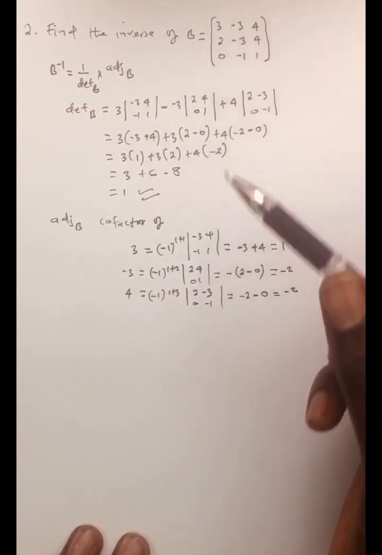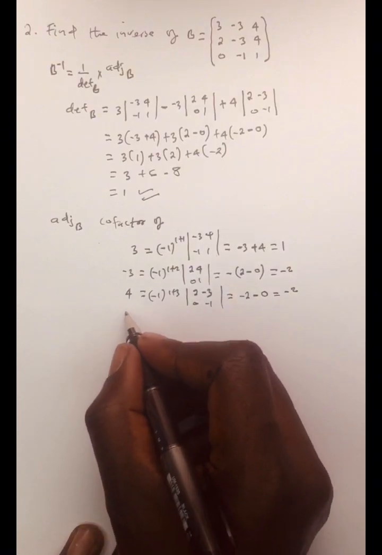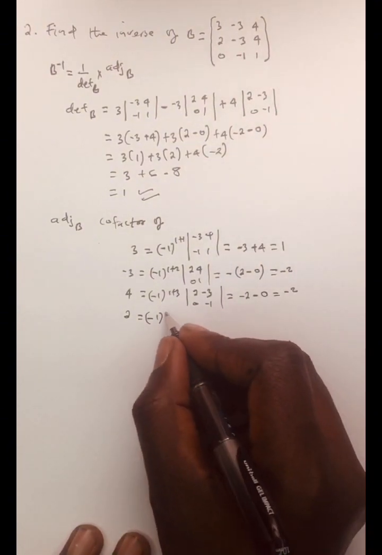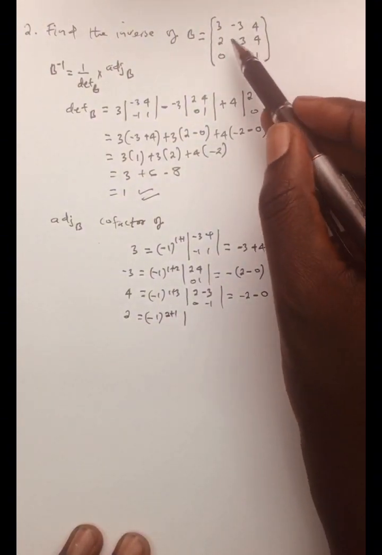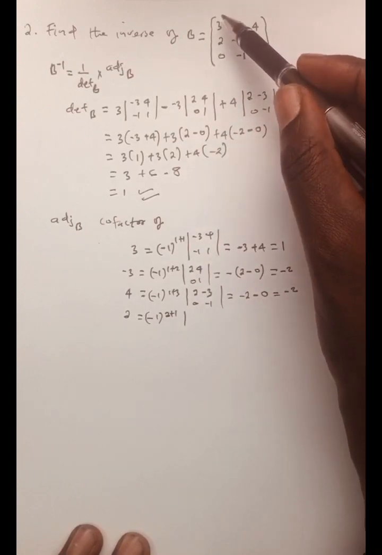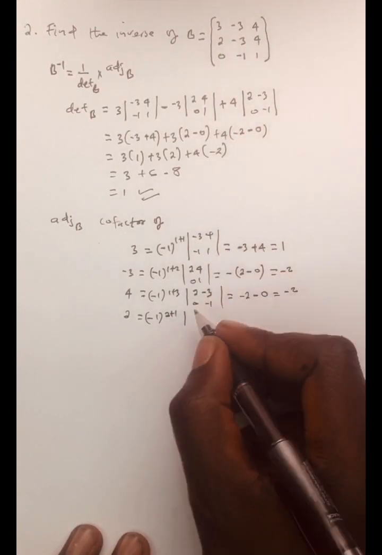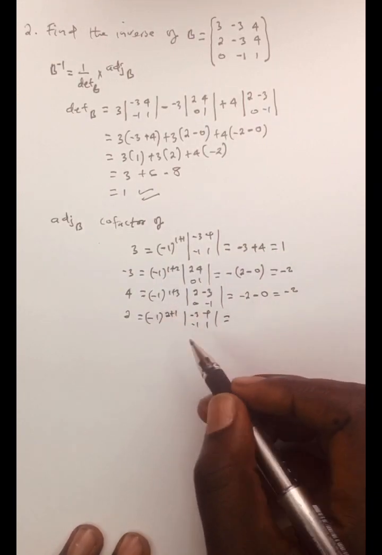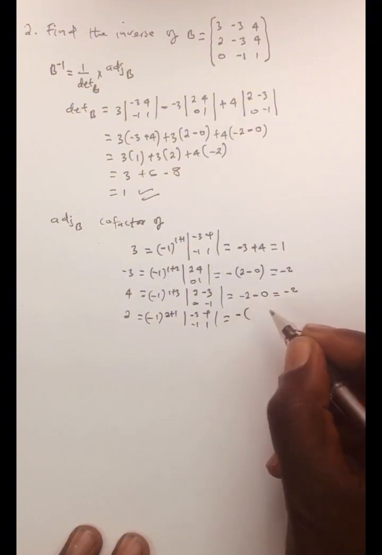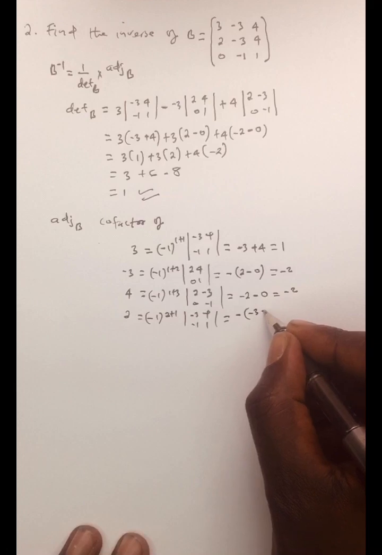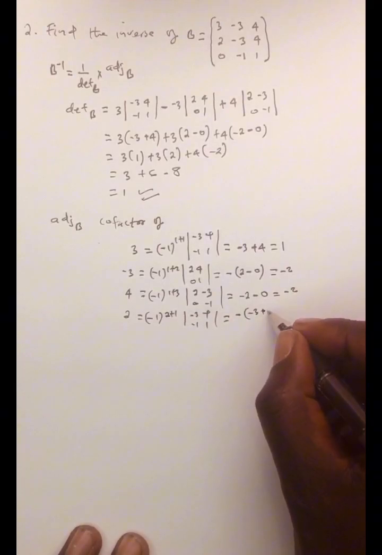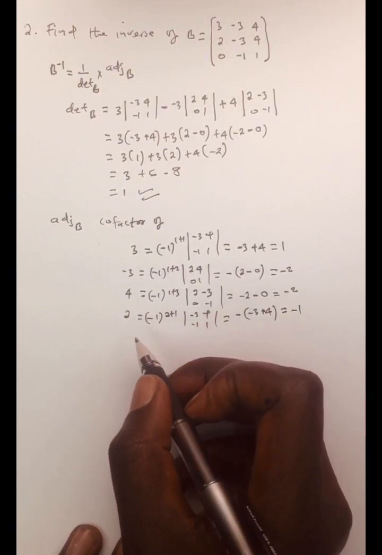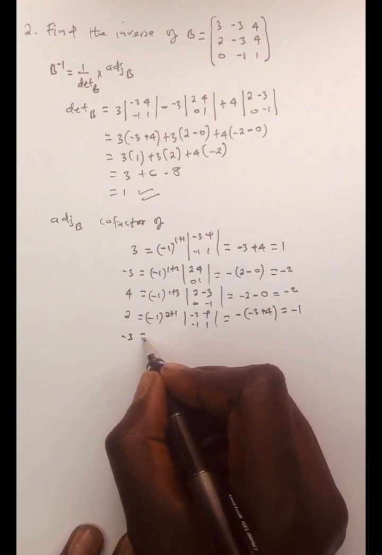Then the cofactor of the fourth element, which is 2, -1 raised power, it is in row 2, column 1, so that is 2 plus 1. The small matrix that is left when you cover its row and its column is -3, 4, -1, 1. So since the power is odd, we're going to have the negative. So you have -3 times 1, which is -3, minus -4, that is +4. So we have -1.